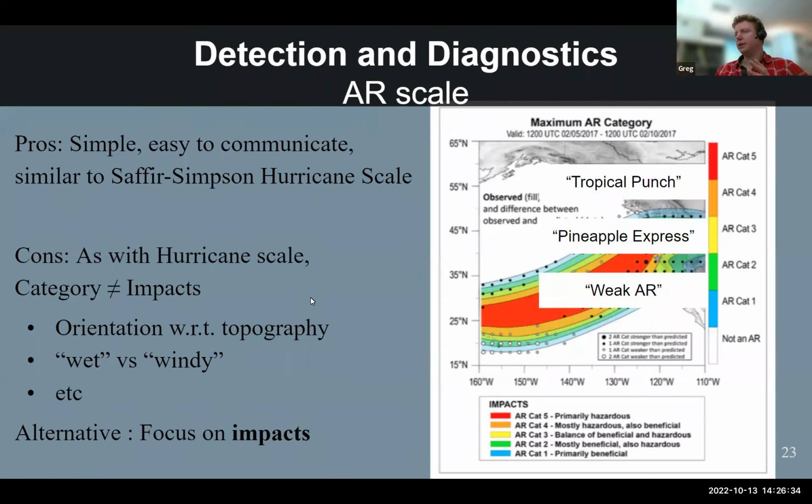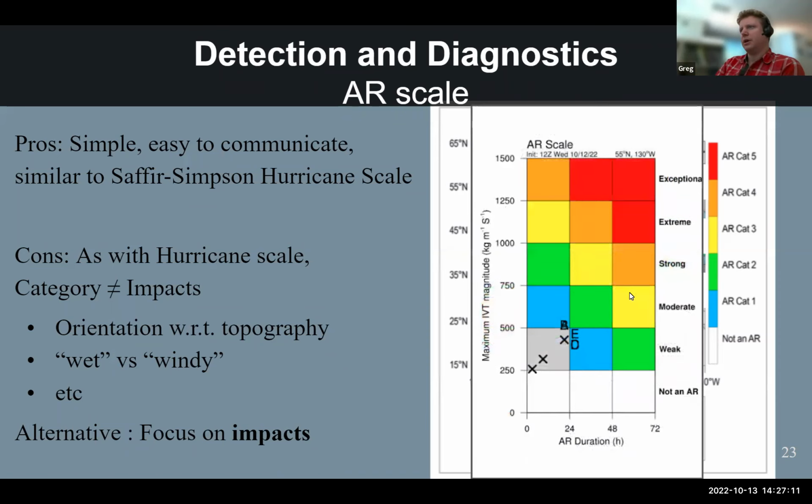All right, you might hear some of these terms. Tropical punch is a colloquial term usually used to refer to a stronger or more severe atmospheric river that has more of a direct feed from the tropical latitudes. Pineapple Express would be just another term for atmospheric river, maybe a more moderate strength one. And then you have weak ARs at the lower end of the scale. And so this is the scale here.